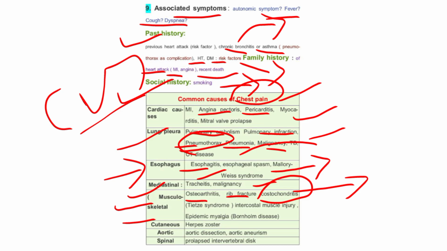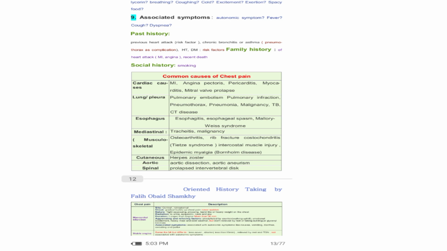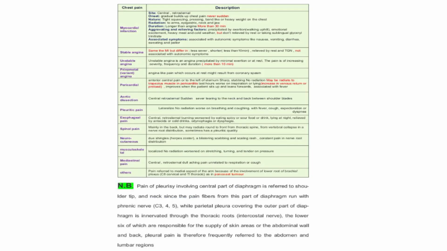There is aortic disease that can cause chest pain, such as aortic dissection or aortic aneurysm, in which there is a bulge formation in the aorta, and dissection is the condition of a tear. Spinal causes such as prolapse of the intervertebral disc. These can cause chest pain. So next we discuss the myocardial infarction. You can see the site.